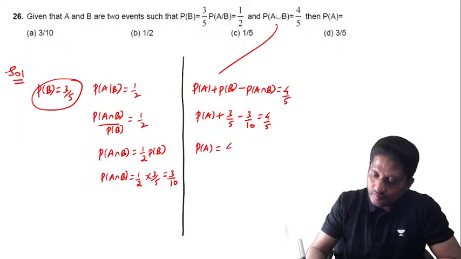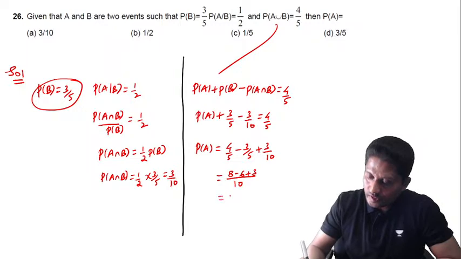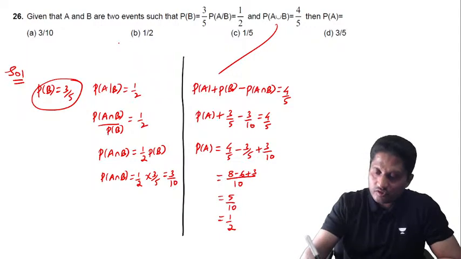P of A is equal to 4 by 5 minus 3 by 5 plus 3 by 10. If I take LCM 10, it will be 8 minus 6 plus 3, which is 5 by 10, which is 1 by 2. Answer is option B.